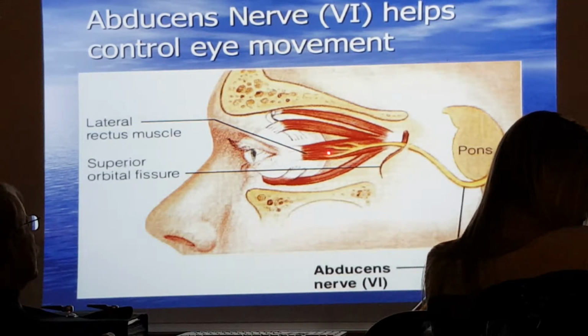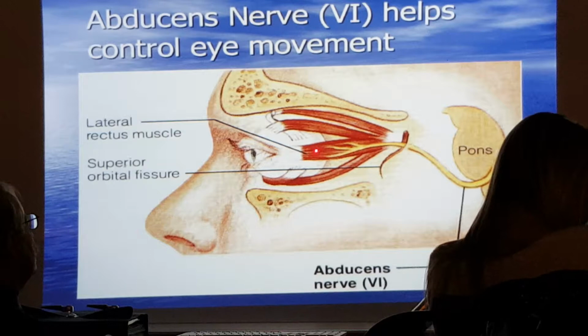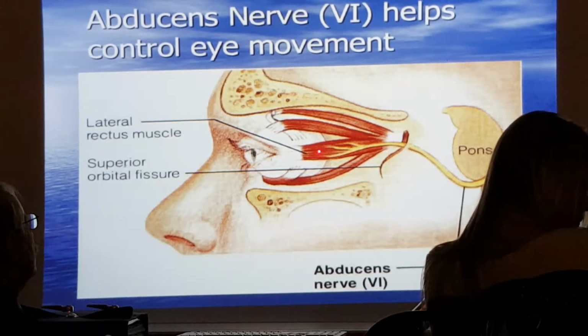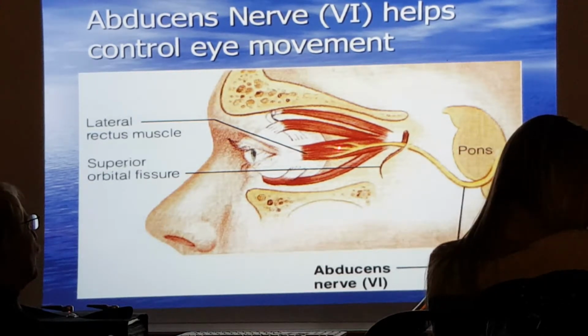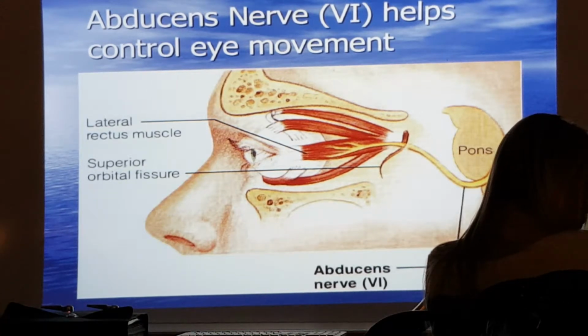So can you guess, if you have a dysfunction of this nerve, what are your eyes gonna do? Go in. Will they point inward? They won't be pointing straight ahead anymore. If you lose the use of this lateral rectus muscle, which way are they gonna point? They'll point medially, won't they? You'll still have muscle tone in the medial muscle, which will be pulling your eyes medially.